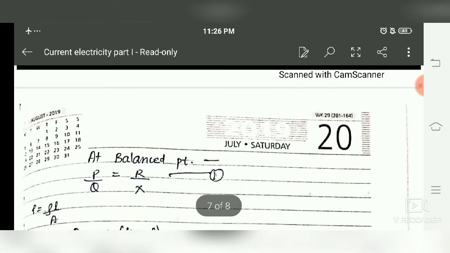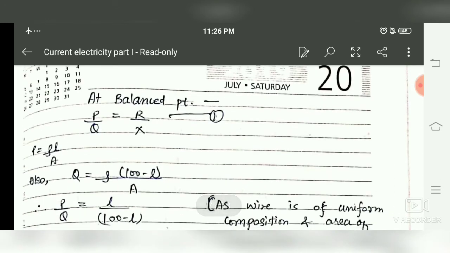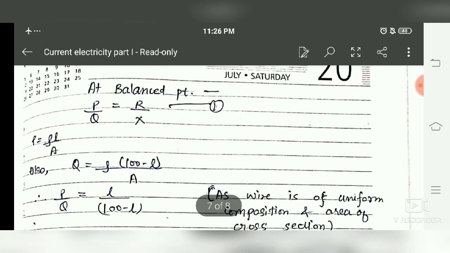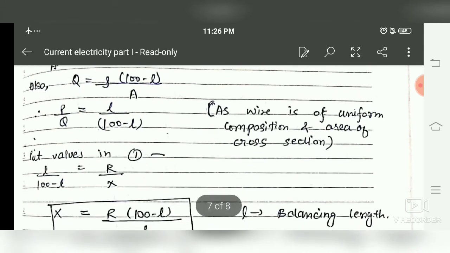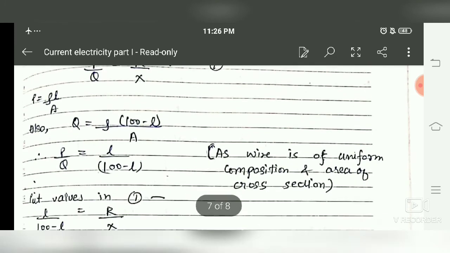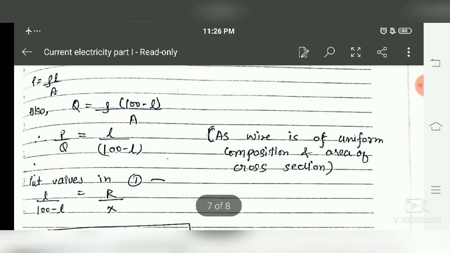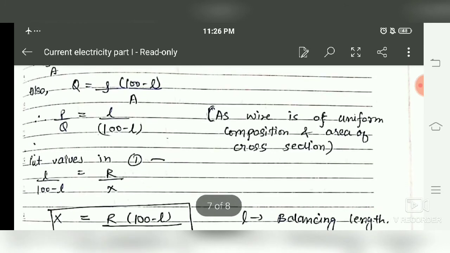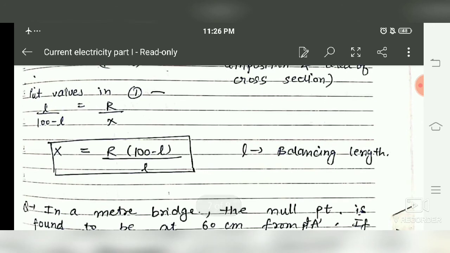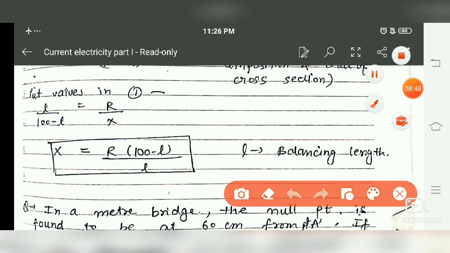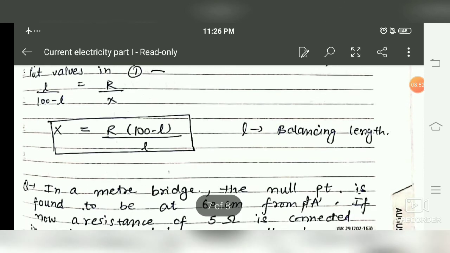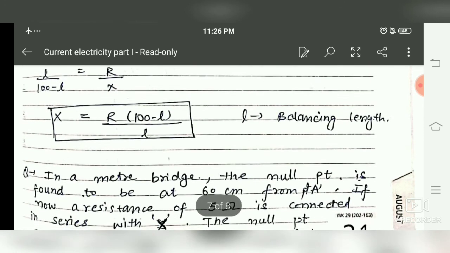Now by applying the Wheatstone condition, P by Q equals R by S, we substitute the value of P by Q, that is L upon 100 minus L, which equals R by X. By solving this we get X equals R times (100 minus L) upon L. So if we know the balance length, we just substitute the value and calculate the unknown resistance.